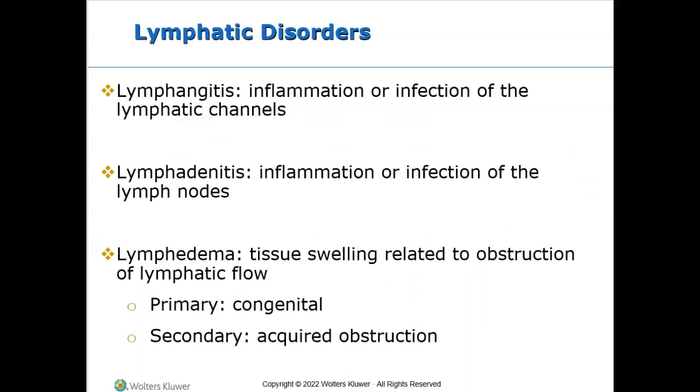Lymphatic disorders. Lymphangitis is inflammation or infection of the lymphatic channels. Lymphadenitis is inflammation or infection of the lymph nodes. Lymphedema is tissue swelling related to obstruction of lymphatic flow. And that could be primary, which is congenital, you're born with it. Secondary, which is an acquired obstruction.